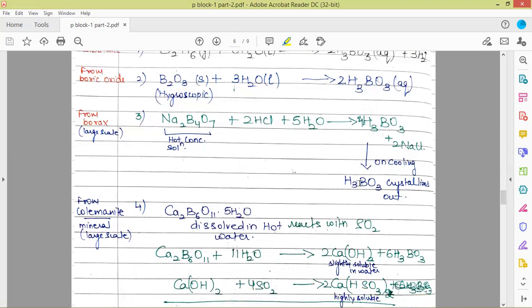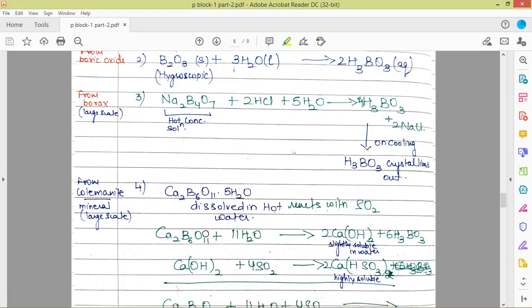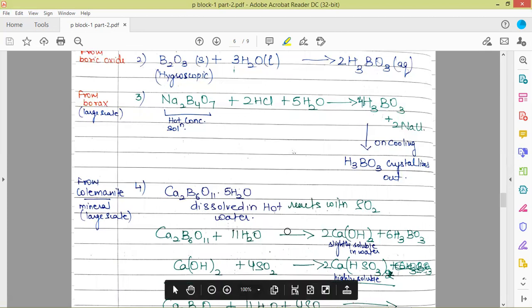It is also prepared on a large scale from a mineral called colemanite. This is the formula for colemanite, Ca2B6O11.5H2O. It is dissolved in hot water, and when it reacts with water it gives us calcium hydroxide, which is slightly soluble in water. Along with that, it gives us boric acid. Both have slight solubility in water, so in cold water both these compounds are not soluble. They will be obtained as a solid mixture of these compounds.